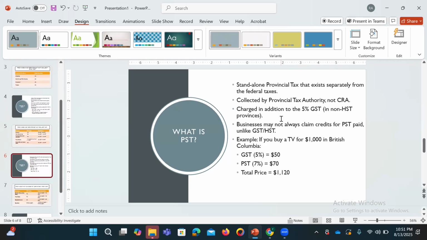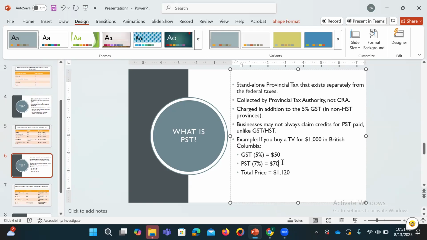Businesses which are registered in these provinces may not always claim credits for PST paid, unlike GST/HST. For example, if you buy a TV for $1,000 in British Columbia, the GST rate is 5%, the PST rate is 7%, the total price is $1,120.